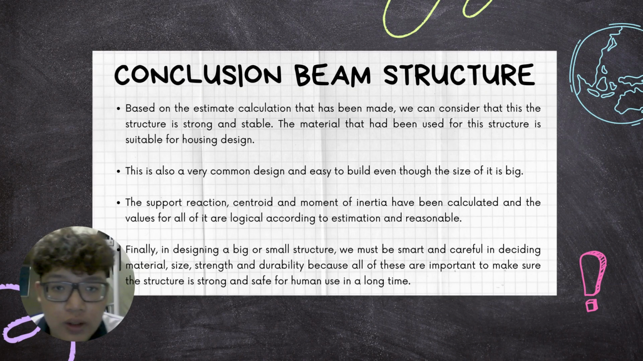The conclusion for the beam structure. Based on the estimate calculation that has been made, we can consider that the structure is strong and stable. The material that has been used for the structure is suitable for housing design and it is cement. It is also a very common design and easy to build even though the size of it is big. The support reaction, centroid and moment of inertia have been calculated and the values for all of them are logical according to estimation and reasonable.